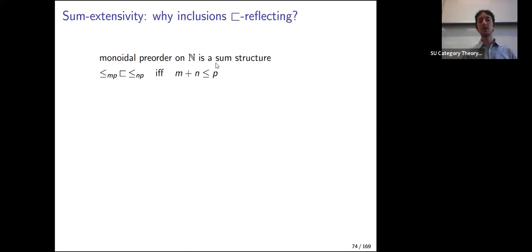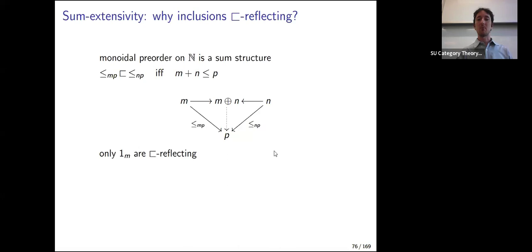Okay, and it turns out that this is a sum structure, and we have that some n less than or equal to p covers some other m less than or equal to p if and only if the sum of m and n is less than or equal to p. So pictorially, if p is larger than or equal to m and p is larger than or equal to n, then this morphism covers this morphism if and only if p is larger than or equal to m plus n as well.